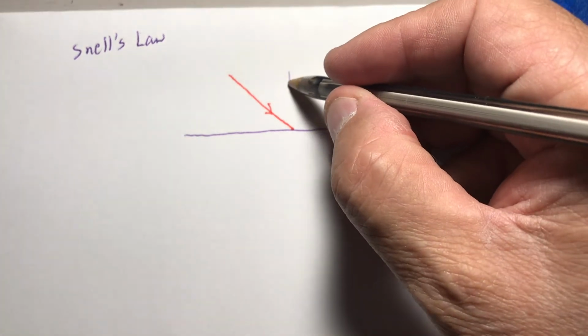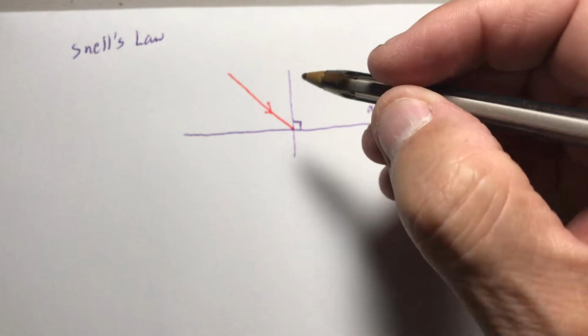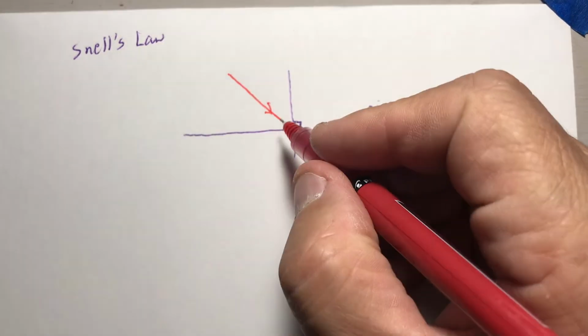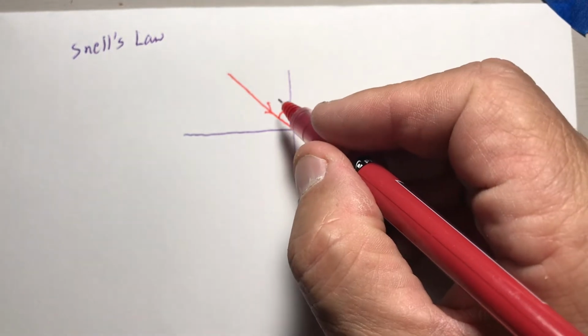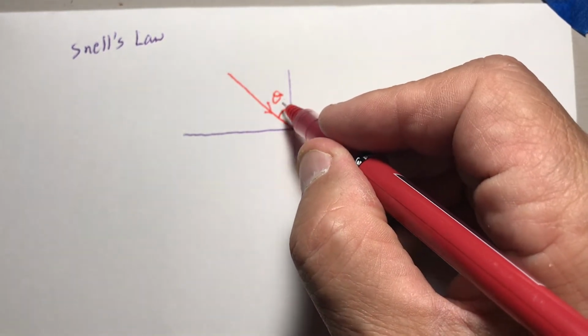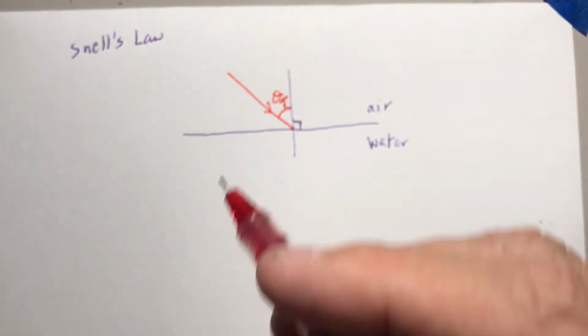And here is the vertical line. This vertical line is perpendicular to the surface. So this beam of light hits the surface at this angle. I call it here, for example, theta top, because this angle is at the top.